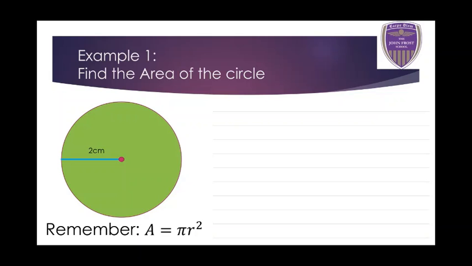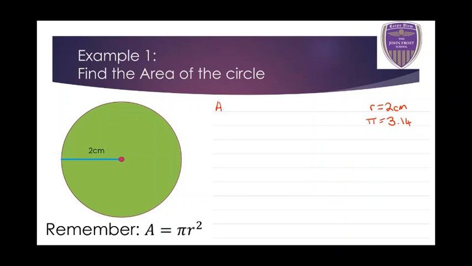So I've got a circle here and I want to find the area of the circle. Okay? And let's have a look at the circle first. The only fact I know about it is that the distance from the center of the circle to the edge of the circle is 2 centimeters. So that must mean the radius of this circle is 2 centimeters. Okay? And remember, when we use pi without a calculator, we always take it to be 3.14. Okay? So let's use the formula.